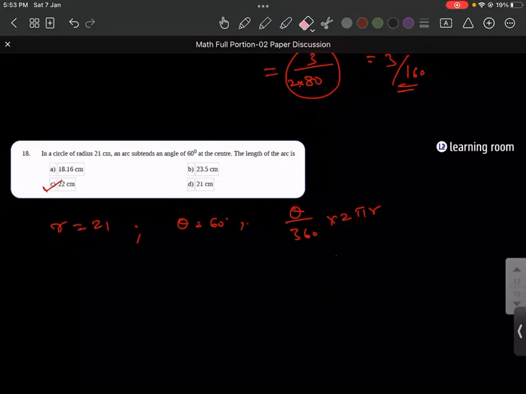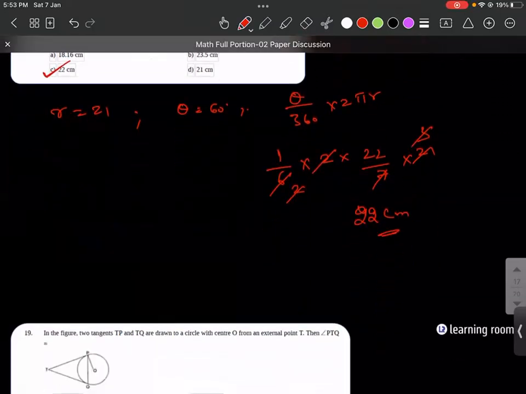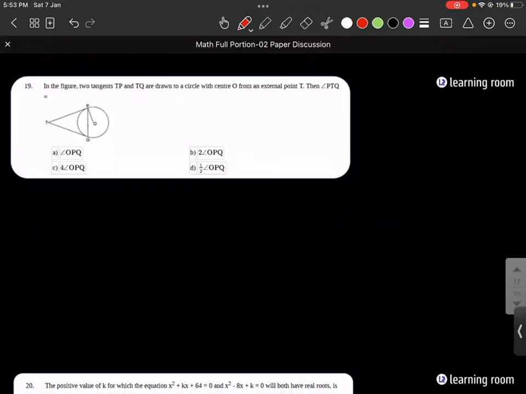See, theta by 360 is 1/6 into 2 into pi is 22/7 into r is 21. This gets cancelled thrice. This goes 2 times. So 2 and 2 are gone. Left out value is 22 centimeter. Okay. So what is the answer for this one? What is the answer, guys?